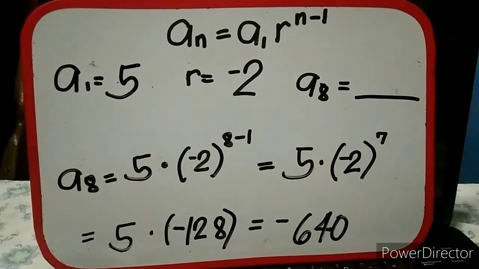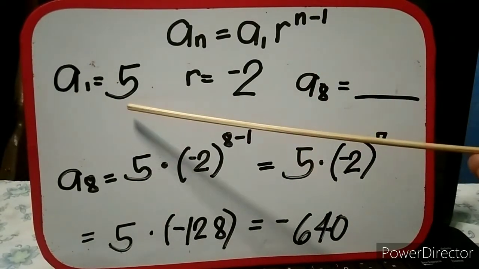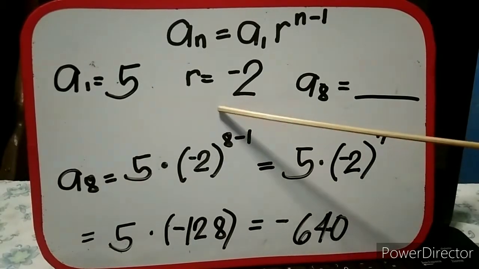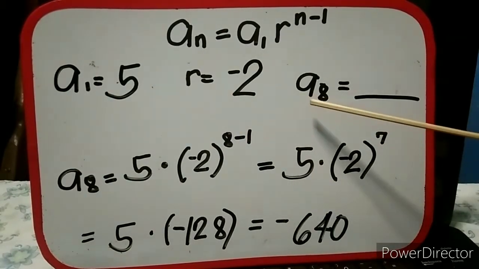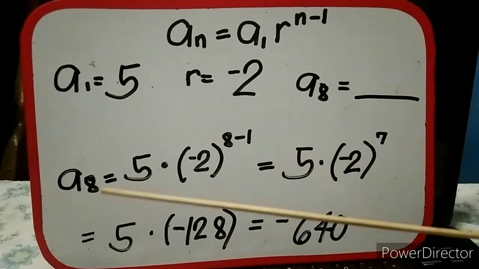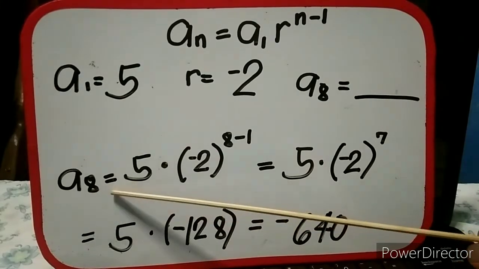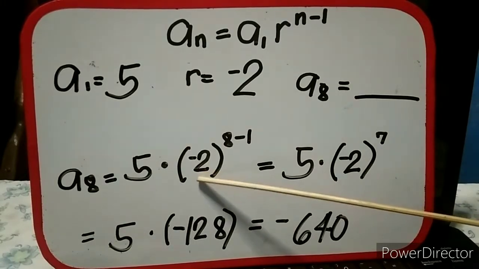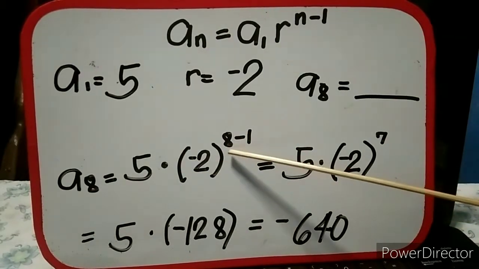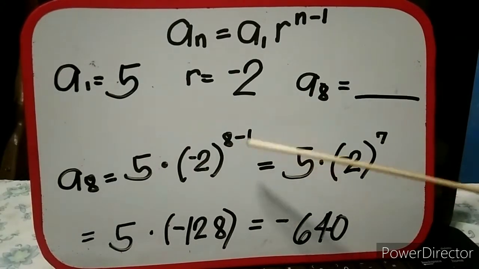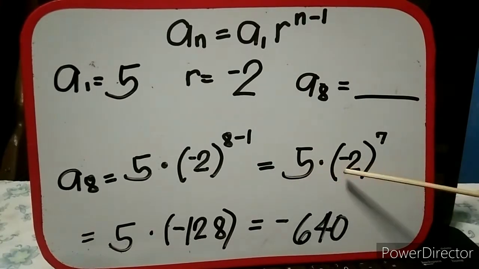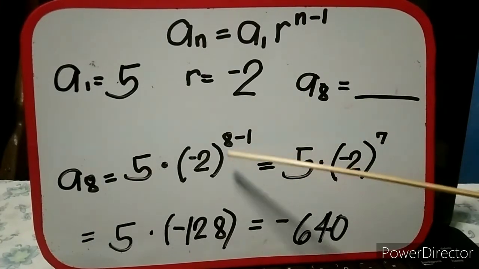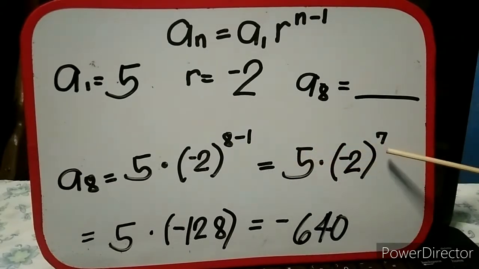For our example number 2, a sub 1 or the first term is 5, the common ratio is negative 2, and we are looking for the 8th term or a sub 8. Using the formula, a sub 8 is equal to 5, which is the first term, times negative 2, which is the common ratio, raised to the exponent n. So we have 8 terms, so 8 minus 1. And that is equal to 5 times negative 2 raised to the exponent 8 minus 1 is 7.